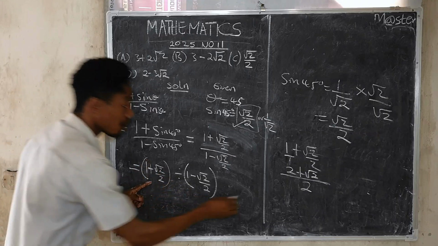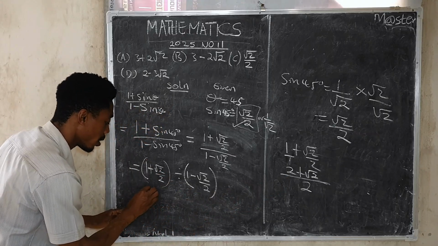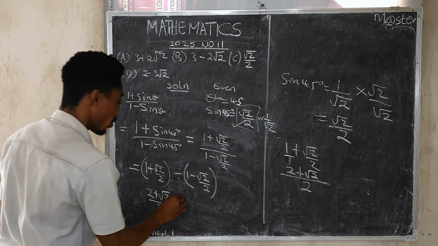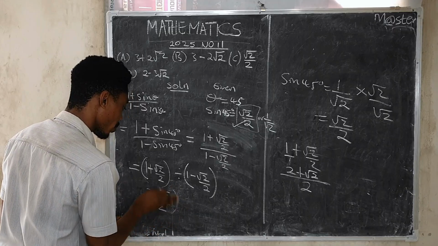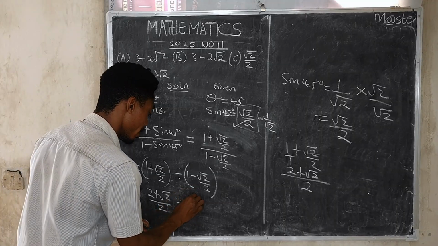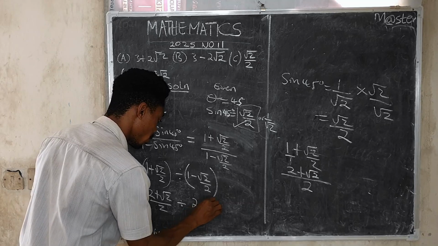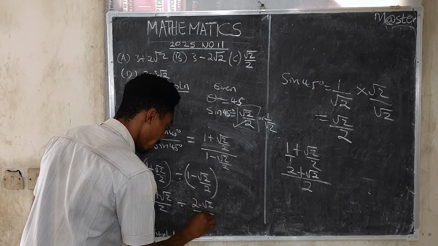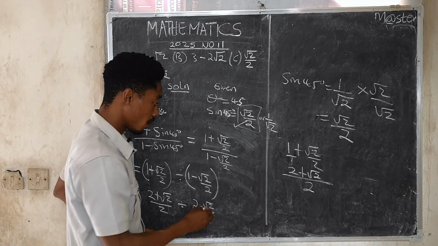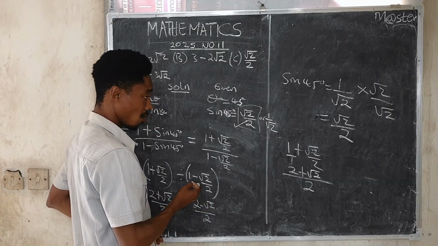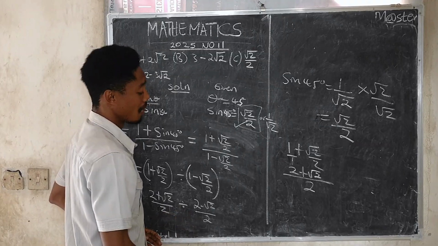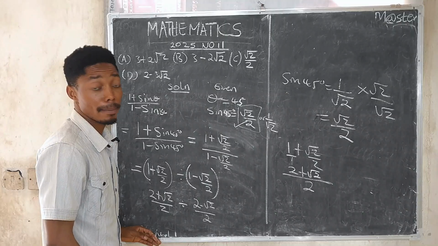So everything you're seeing there from the explanation I've just made gives me 2 plus root 2 all over 2. Of course, you know what the denominator is going to be: 2 minus root 2 all over 2. You can see that what changed is just the sign. So that's why we are going to have that as our answer.